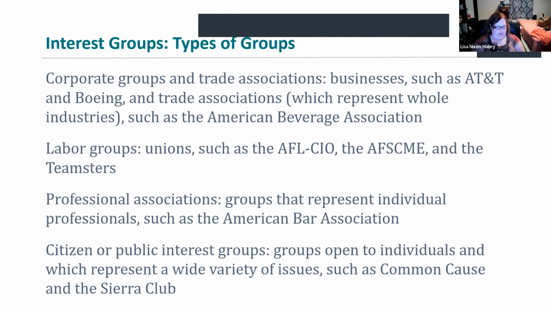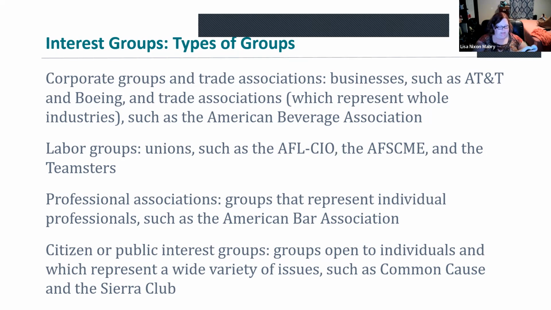So the first section that your book talks about are corporate groups and trade associations. Then labor groups, professional associations, and citizen groups. So corporate groups and trade associations are exactly what it sounds like. Businesses largely, right? AT&T, trade associations like the American Beverage Association or whatever. But it's all in the business realm.